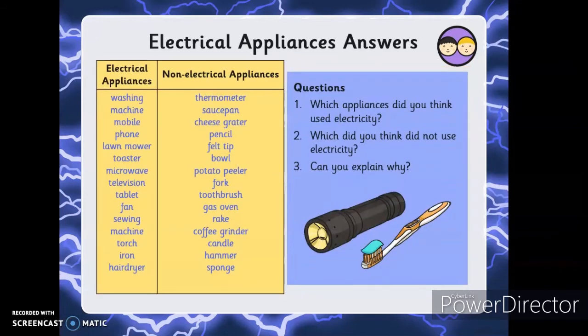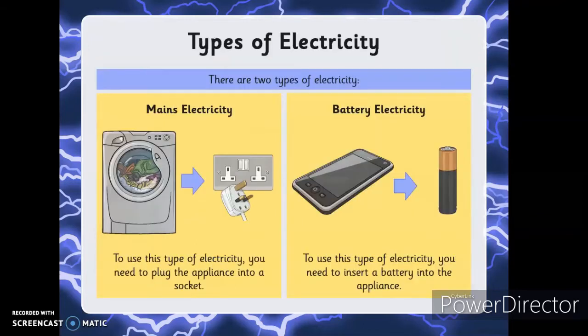And here's what you should have in your two lists. Now, as we found out in the first session, there are two types of electricity. There's mains electricity, and to use that type you need to plug an appliance into a socket. And there's battery electricity, and again for that you need to be able to put a battery into something.